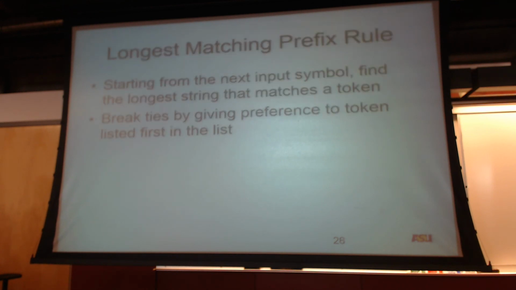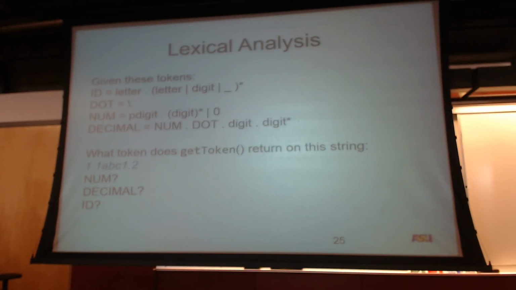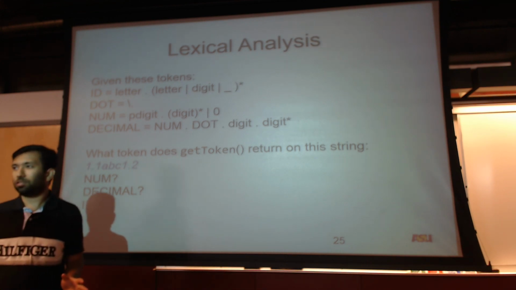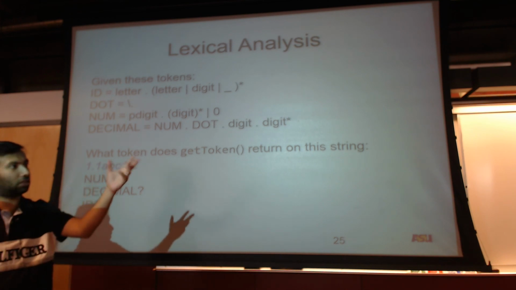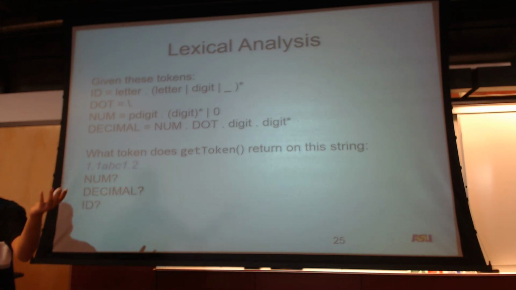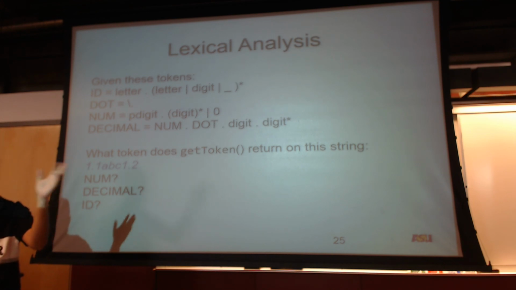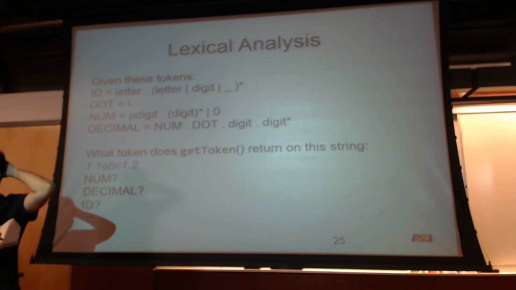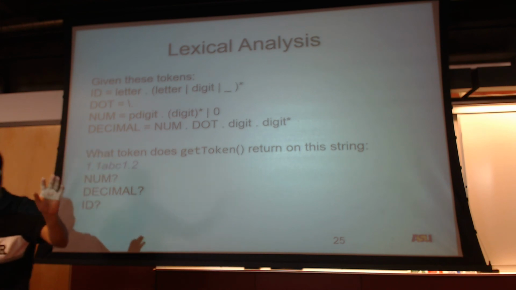Then you take the next symbol. This is a p digit. What does it match immediately? To have a num, you just need a p digit, because the rest is digit star, so it can be the empty string, and the or 0 is optional. So it immediately matches num perfectly.